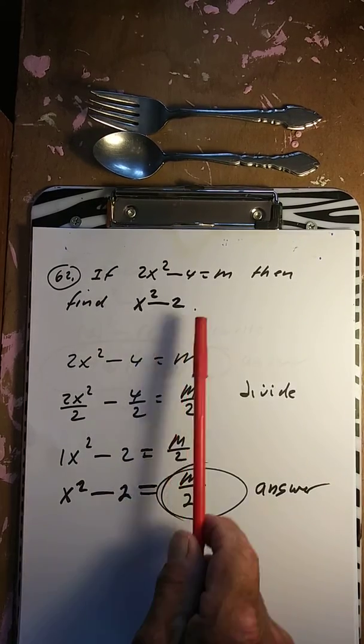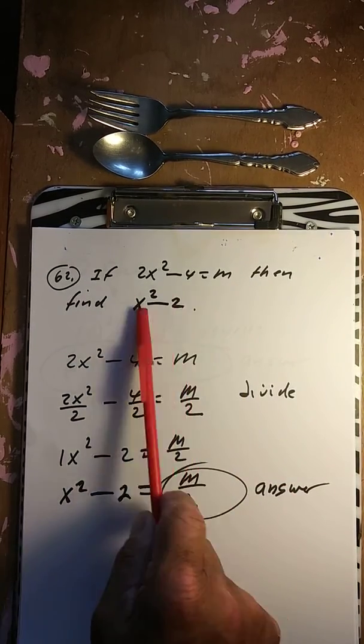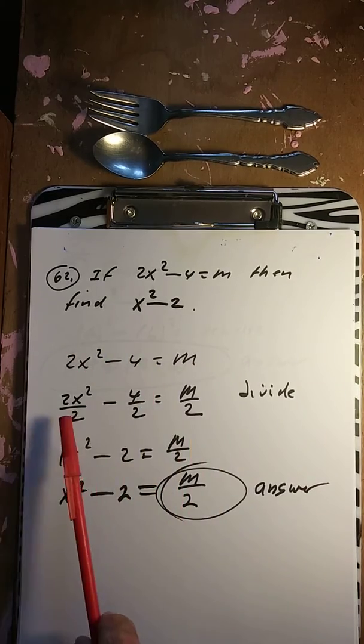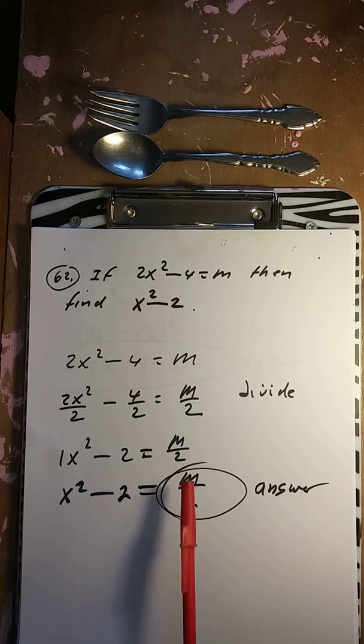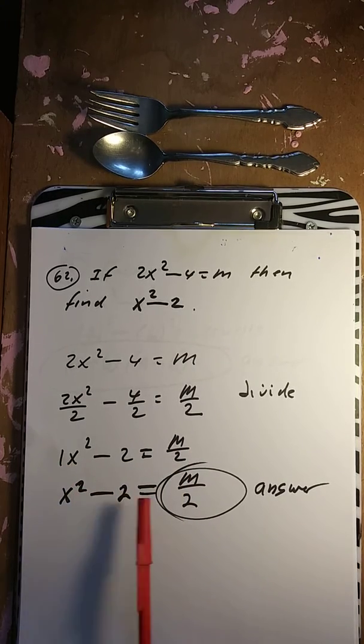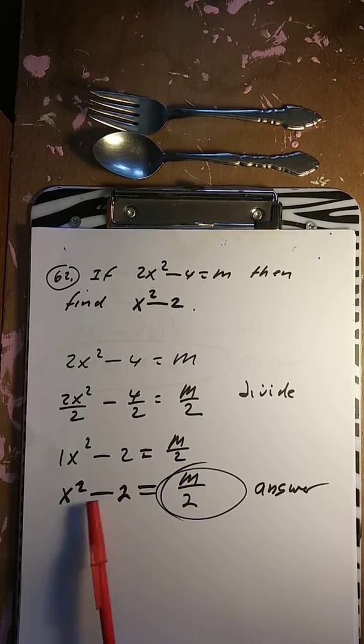If x squared minus 4 equals m, then find x squared minus 2. So there's the original problem. Divide by 2, 2, 2 all the way across. This divides to 1, this divides to 2. That stays the same. So x squared minus 2 equals m over 2. So x squared minus 2 is equal to what? M over 2.